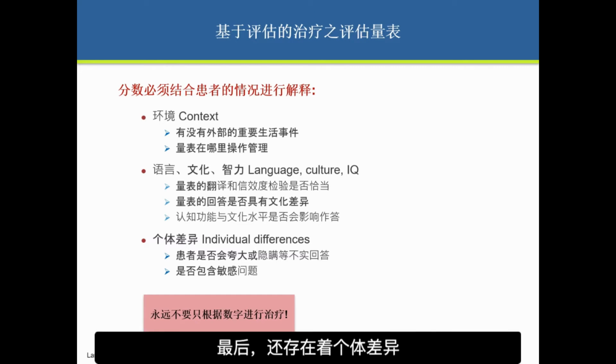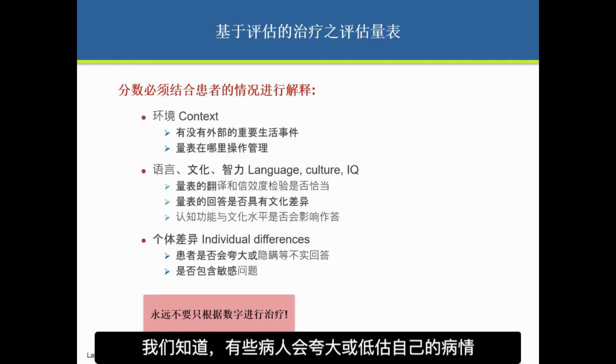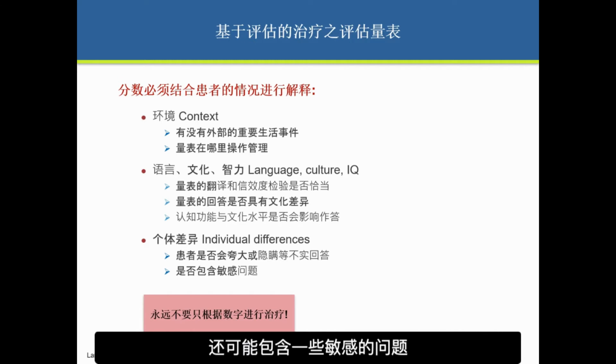Finally, there are also individual differences in that we know some patients over-report their symptoms and some patients under-report them. And there may also be some sensitive questions, like questions about suicide, that either make it difficult for patients to answer, or conversely, sometimes it's easier for patients to answer questions like suicide on a questionnaire rather than telling their clinician. So the important thing is never treat a number. Just like we would never just treat a lab test result, we don't treat a score on a questionnaire. We have to consider it within the patient context.